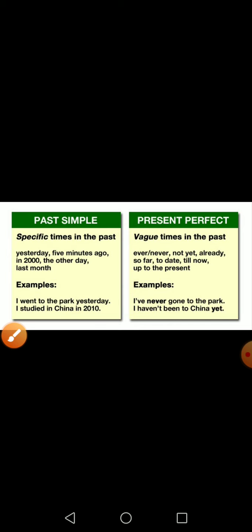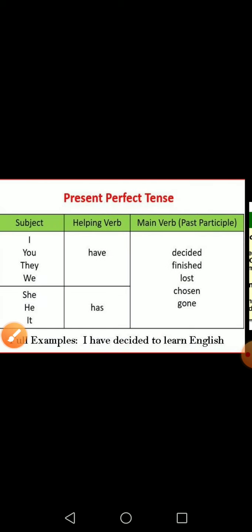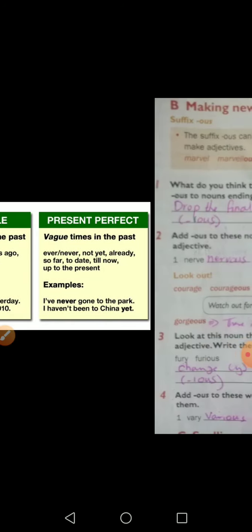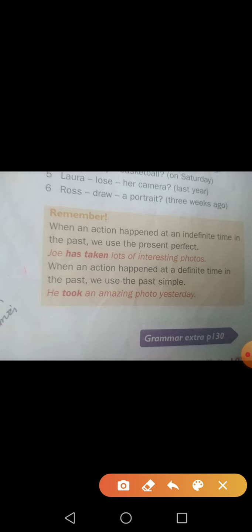Okay, now let's go quickly to the note. Yes. If the action happened at an indefinite time, we use present perfect, has or have plus verb 3. If the action happened at a definite time, specific time, known time, like yesterday, we use verb 2.